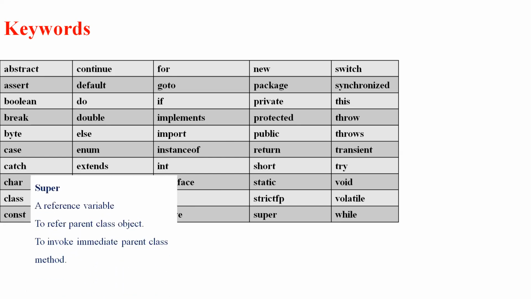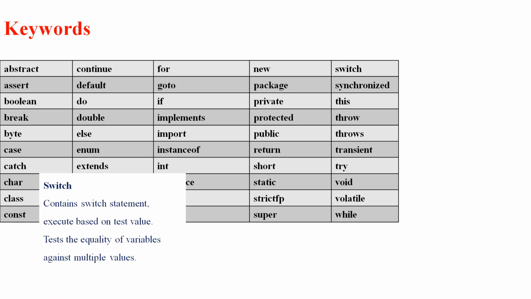This refers to the parent class. As I said, in the case of inheritance, the superclass is also called a parent class. So super is a reference variable which is used to refer to the parent class of a particular object. In order to invoke an immediate parent class method, we use this super keyword. So next we have switch.